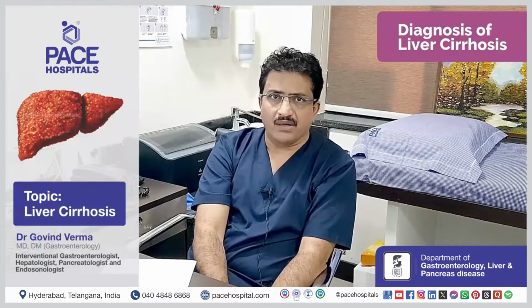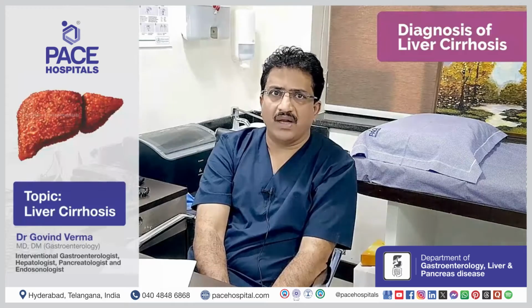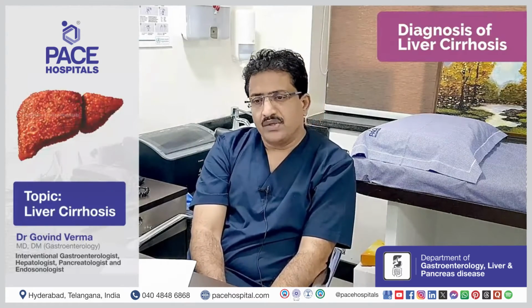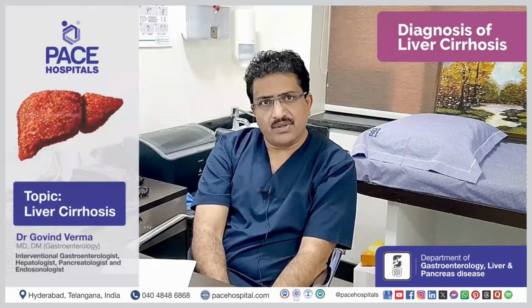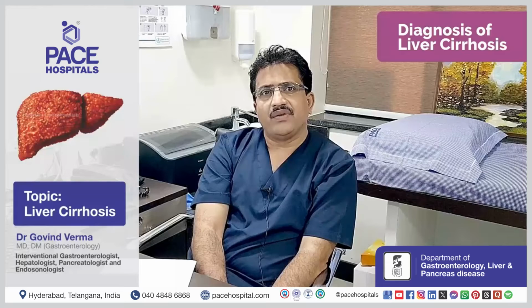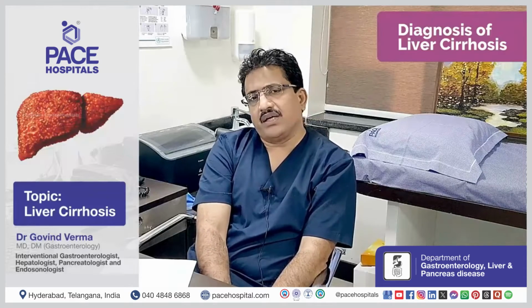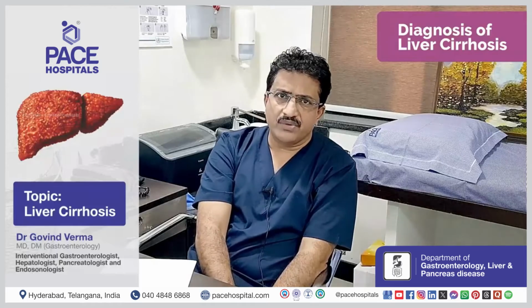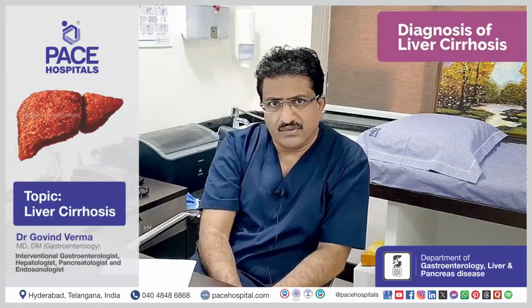find signs of portal hypertension in the form of dilated portal vein more than 12 millimeter, or you may find collaterals. You also may find liver enlargement or shrunken liver with caudate lobe hypertrophy, splenomegaly, and free fluid in the abdomen, which we call ascites. These are common findings on an ultrasound whenever you suspect a patient of cirrhosis of liver.